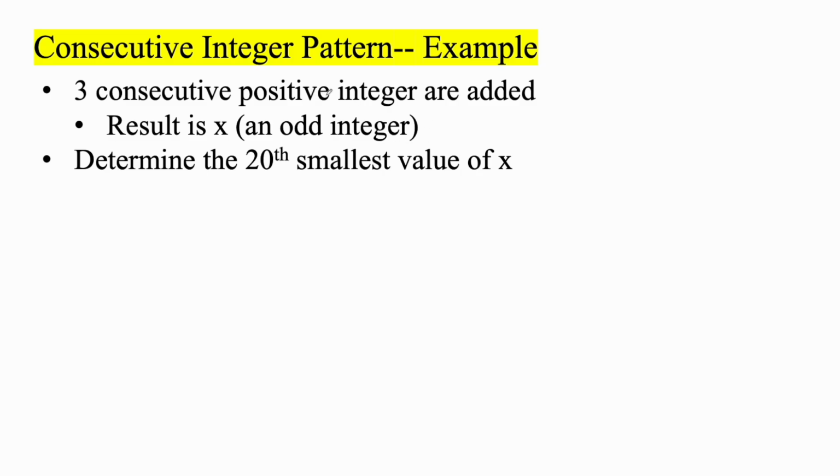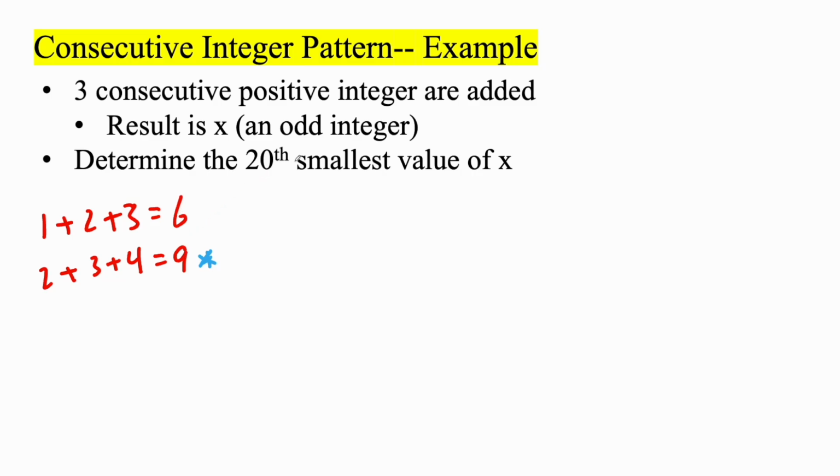So it being positive and an integer, the first number is going to be 1. So we have 1 plus 2 plus 3. Now 1 plus 2 is 3, 3 plus 3 is 6. The thing is, 6 is not an odd integer, so this isn't even our first number. And now we're going to start at 2. So we have 2 plus 3 plus 4. 3 plus 4 is 7, 7 plus 2 is 9. This is an odd integer. And so this is the first number that will satisfy x, because x is an odd integer. 6 is even, 9 is odd.